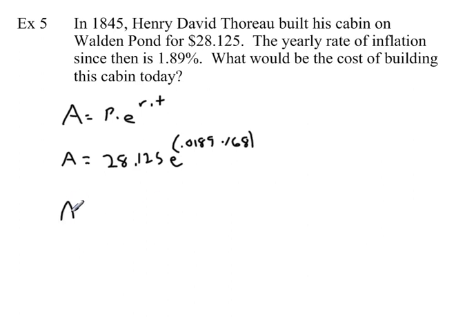And it's kind of surprising. It would only cost him about $673.08 to build this cabin today. So like I said, Thoreau built this cabin on next to nothing. He really got back to nature. Really cost him only $670 some to build this cabin.